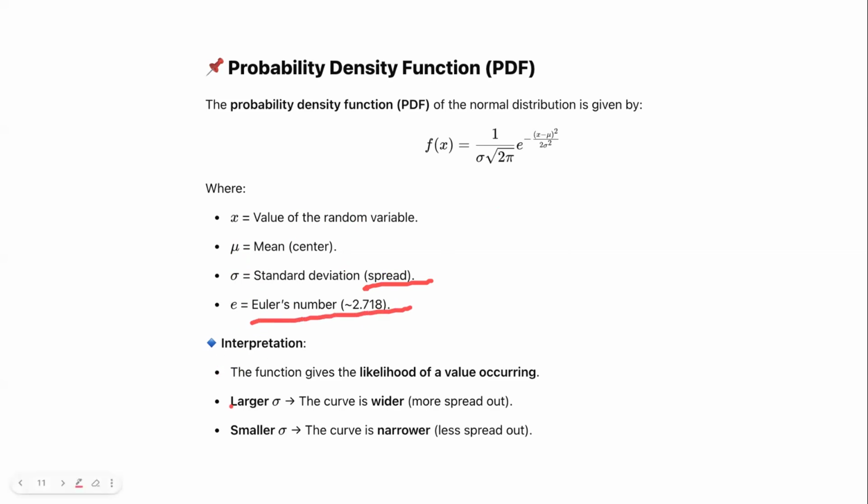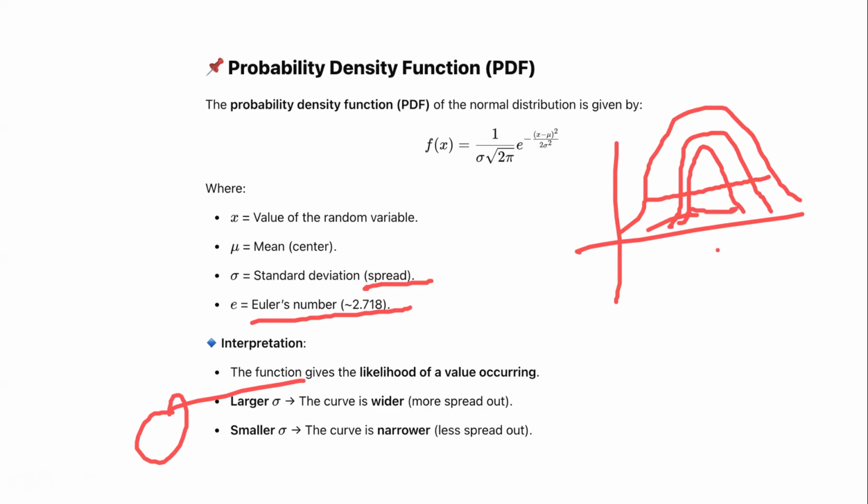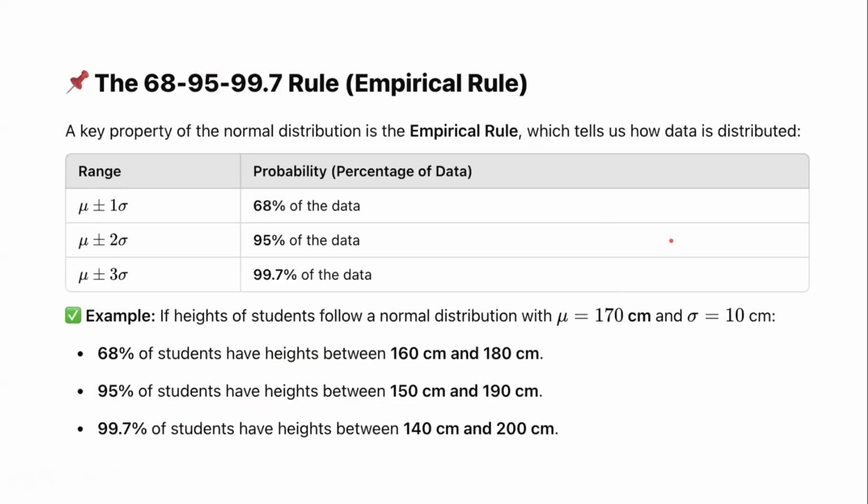So what is the interpretation? This function gives the likelihood of a value occurring. The larger the sigma, the wider the curve. Sigma basically represents your spread. You remember that we had curves like this. If sigma is larger, your distribution will be more spread out. If your sigma is smaller, your distribution will have a curve like this. I guess you got the idea. It was a quick recap, but I want all of you to read that if you are not aware.